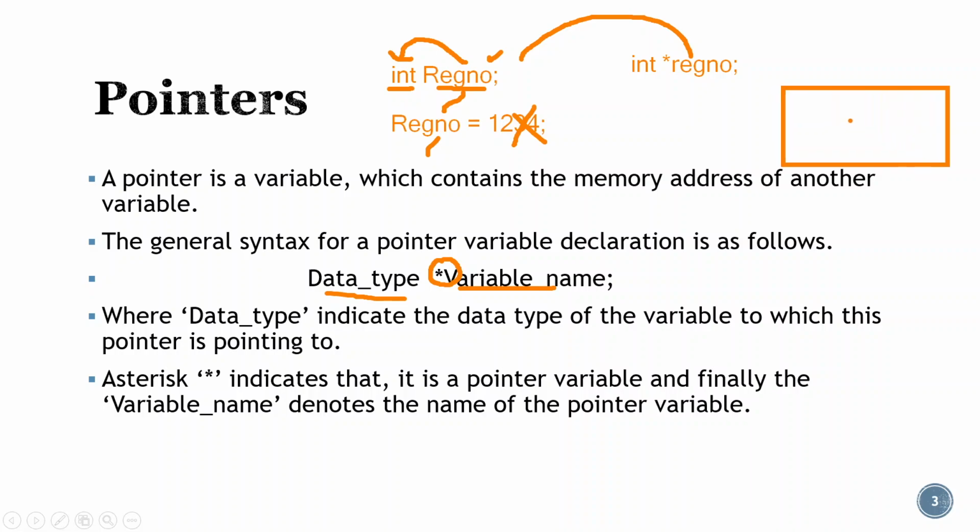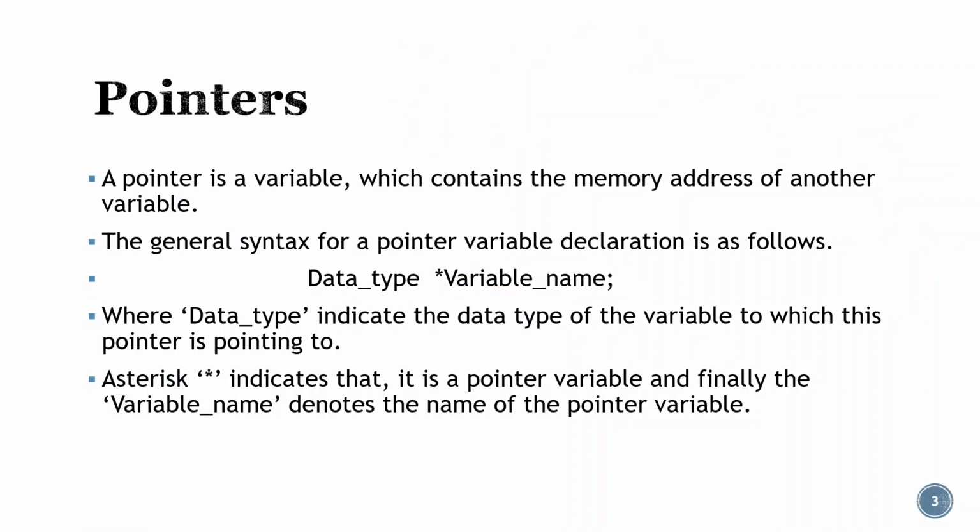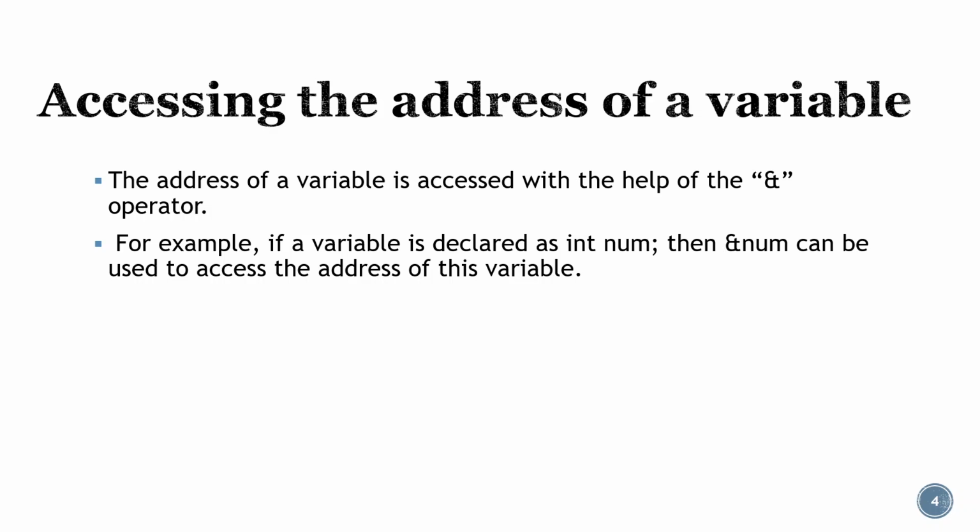So if this is the location in the memory where the register number is existing, this can now point to the address of this particular memory location. So that is the idea of a pointer. A pointer is a variable that contains the memory address of another variable. Okay. Now the next question is, how can I get the address of a variable? That is the next general question that anybody will ask.